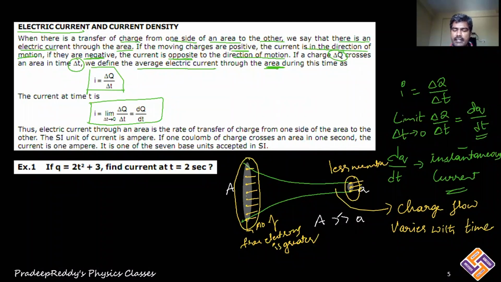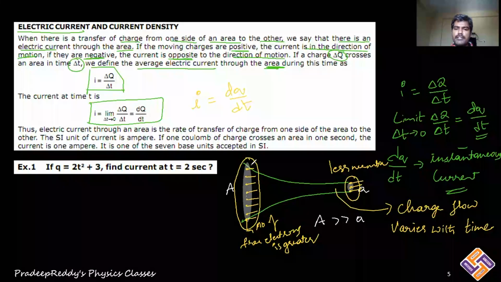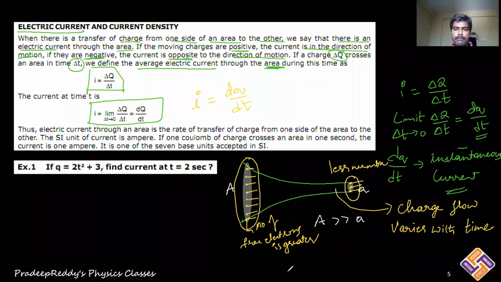In such cases, instantaneous current can be simply written as I equal to dq by dt, which is variable. The rate of flow of charge with respect to time is variable. In such cases, charge depends upon time. As time increases, charge flow can increase or decrease, depending upon the equation governing the charge flow.